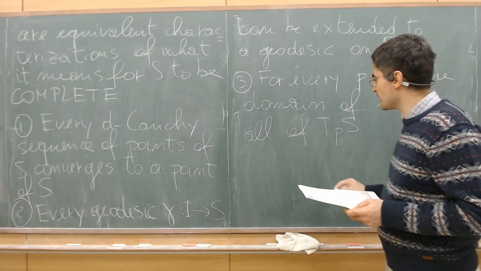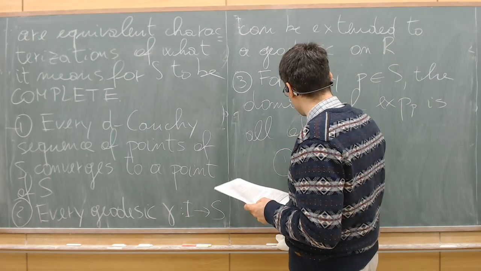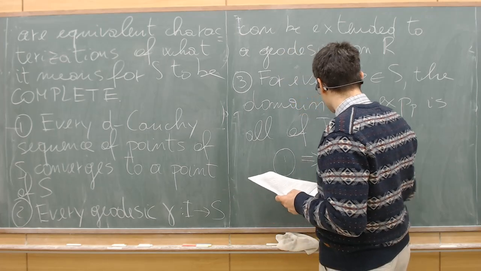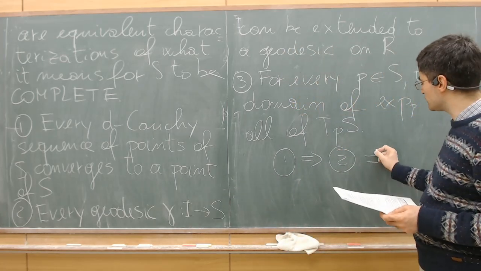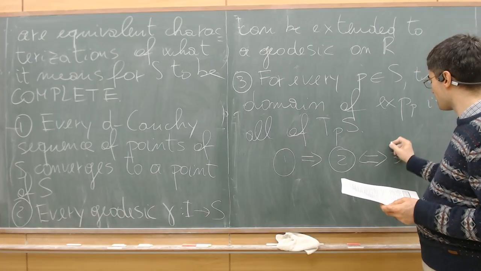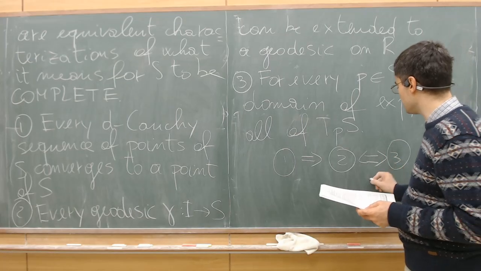This is the structure of the proof. We will prove that 1 implies 2. We will prove that 2 is equivalent to 3. And last, we will prove that 3 implies 1.